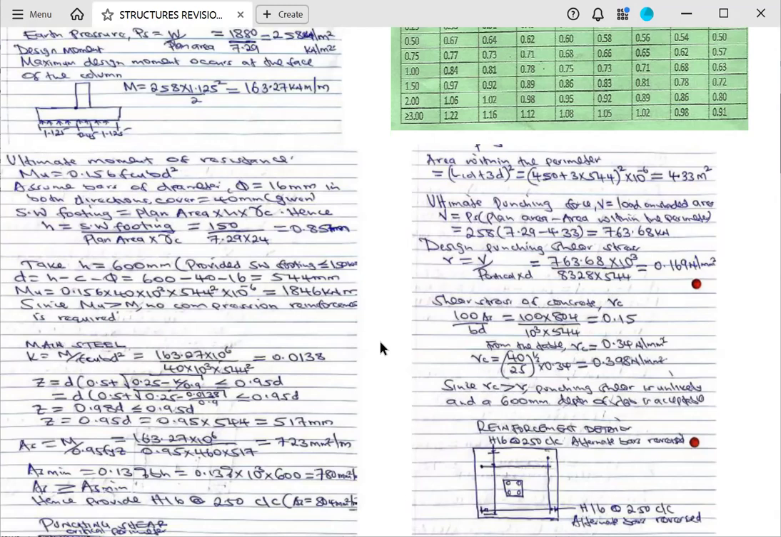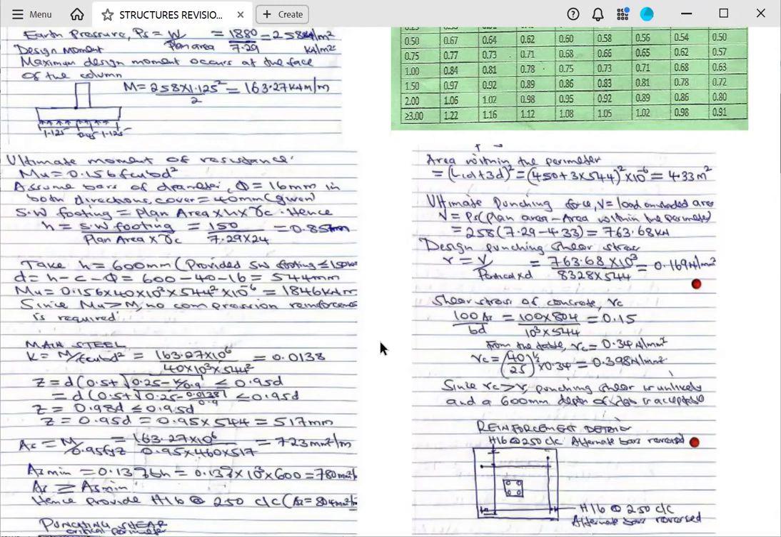Now, area of steel is given by design moment divided by 0.95 FY Z. Design moment, we multiply by 10 power 6 to convert it into a compatible unit like those in the denominator. So we know that strength of steel was 460. Our Z is 517, and 0.95 is a coefficient, or we can say it's just a number we use based on the version of the BS8110 code. So we get 723 millimeter square per meter.